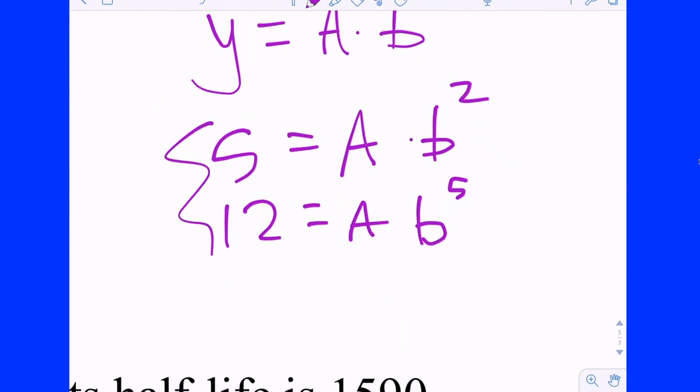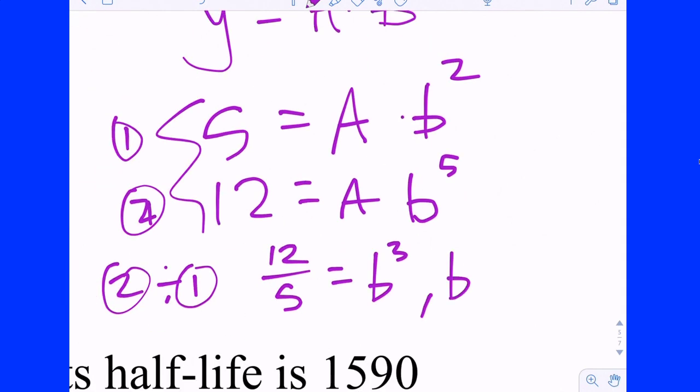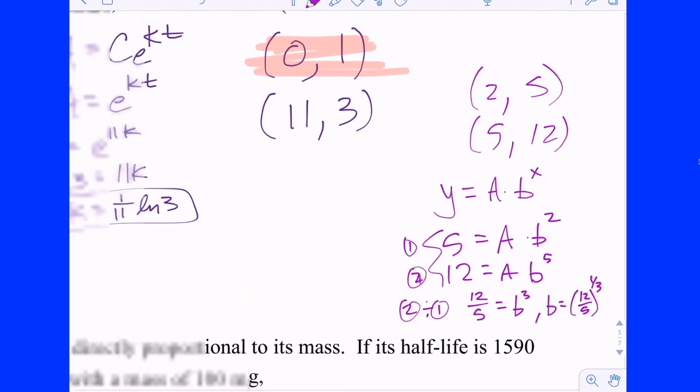Well, you could divide one by the other. I'm going to call this equation 1 and that equation 2, and I'm going to do 2 divided by 1. So you get 12 over 5 equals, and it works because your a's divide out. A divided by a is gone. B to the 5th divided by b squared is b cubed. And then, of course, you solve for b, and b equals 12/5 to the 1/3 power. And you leave it like that.